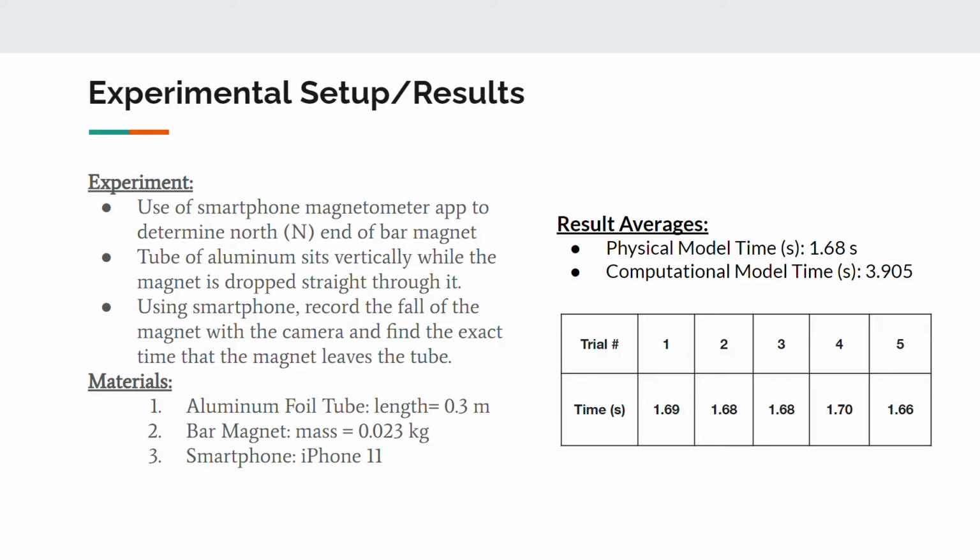After 5 trials, the average for my physical model time is 1.68 seconds, while my computational time is 3.905 seconds. And I'll explain the difference a little bit later.